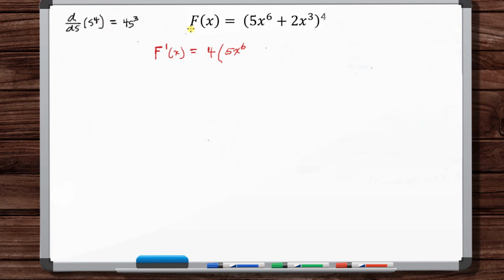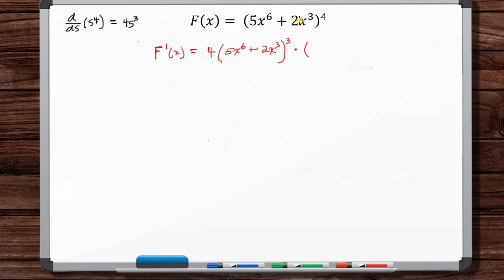Imagine that this is s. So would I just write that something, no matter what it is, cubed, times, and just like we did when we had ds, this would be d of 5x to the sixth plus 2x cubed, dx. Well, that's not 1, right? That's not 1. You see what I mean?